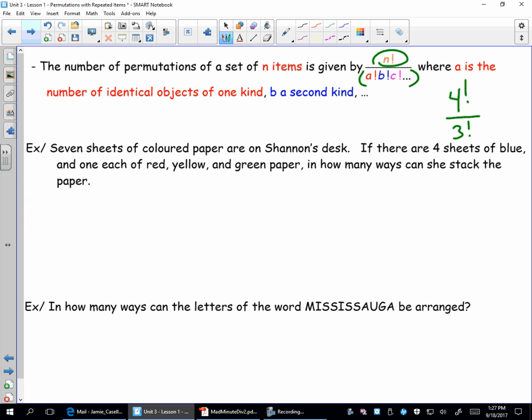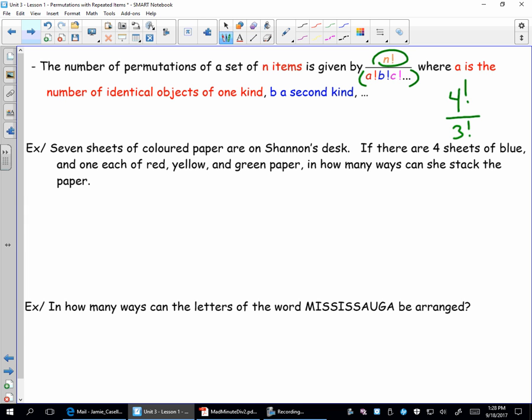So let's look at some examples here. We have 7 sheets of colored paper on Shannon's desk. There are 4 sheets of blue and 1 each of red, yellow, and green. How many different ways can she stack the paper? Well, so this is orders. I can tell apart. I got a blue, then a green, then a blue, then a green. I can tell that apart from blue, blue, green, green.